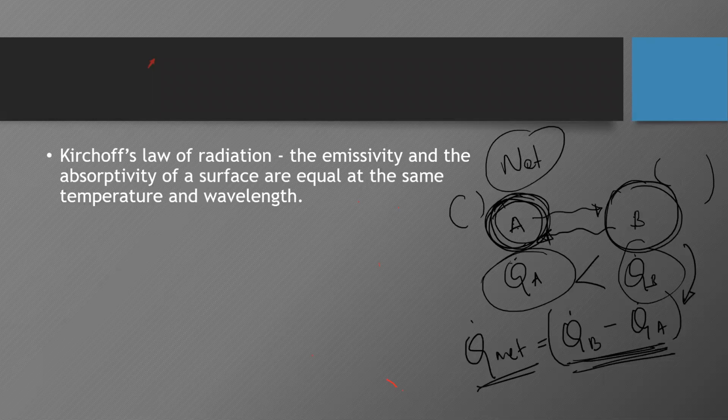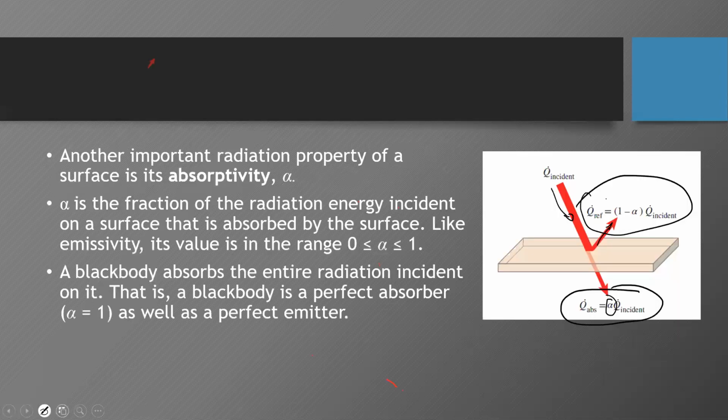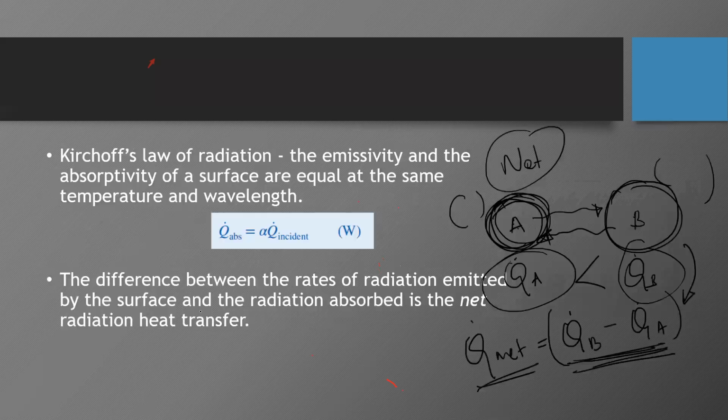So there's a law for the radiation, that is Kirchhoff's law. Kirchhoff's law is what I have discussed here, right? Whatever amount of absorbed heat is equal to alpha times q dot incident. That is Kirchhoff's law. The difference between the rates of radiation emitted by the surface and the radiation absorbed is the net radiation heat transfer. This is what I have discussed here.